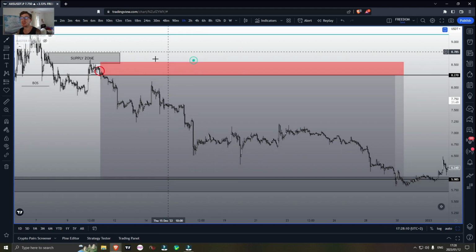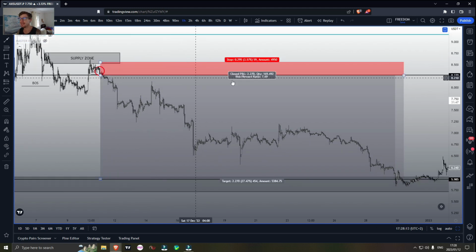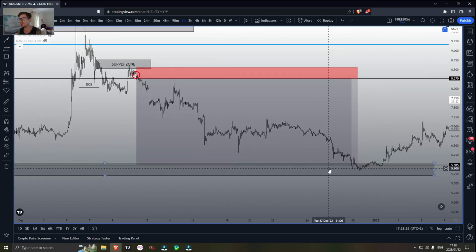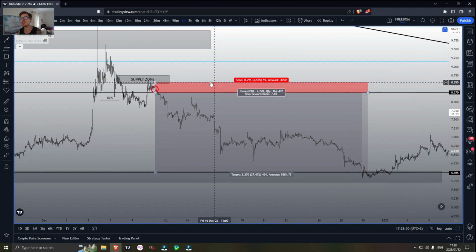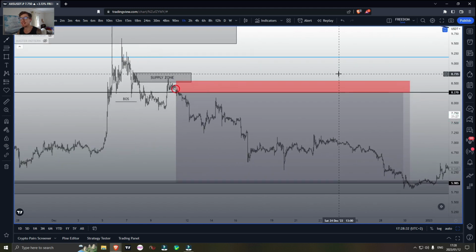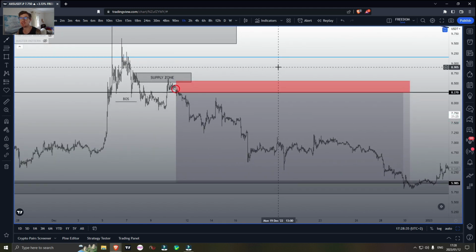profitable trade. I ended up holding this trade since the 11th of December till the 30th of December, so 20 days I held this trade. There were many times where I could have taken profit, but I just let it go because this was my target down here. Ended up hitting my target. Very successful trade, very textbook, smart money concepts trade.